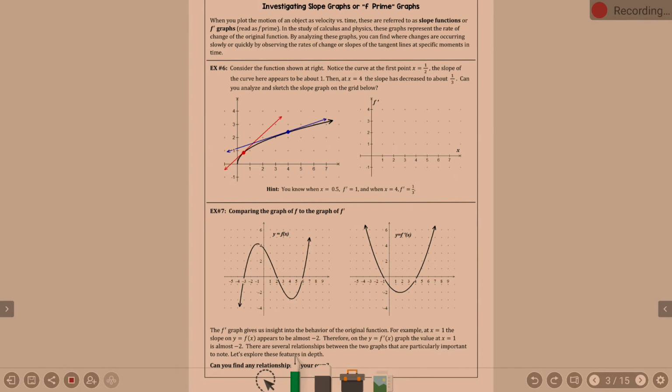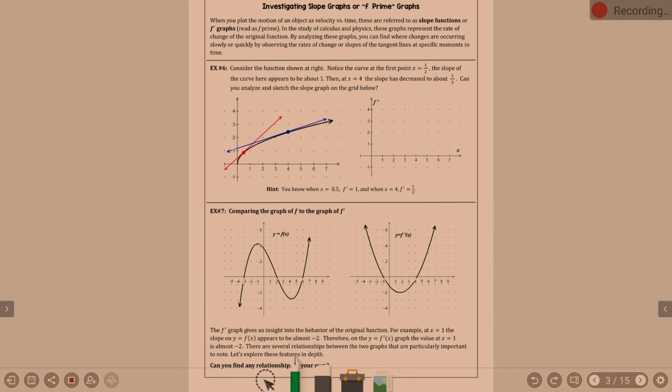Investigating slope graphs or f prime graphs. When you plot the motion of an object as velocity versus time, these are referred to as slope functions or f prime graphs. These graphs represent the rate of change of the original function. By analyzing these graphs, you can find where changes are occurring slowly or quickly by observing the rates of change, or slopes, at the tangent lines at specific moments in time.